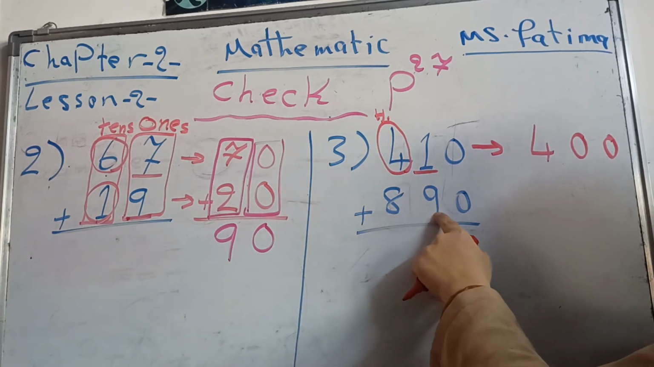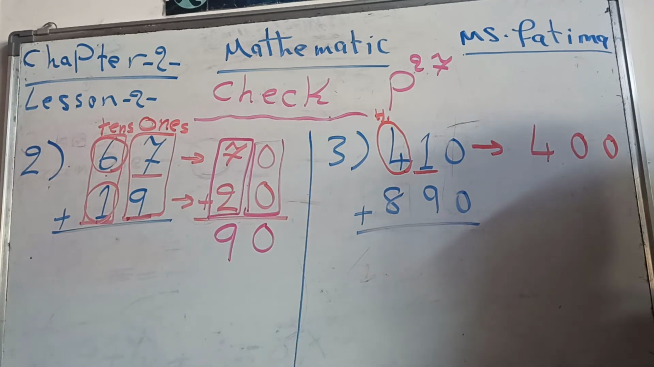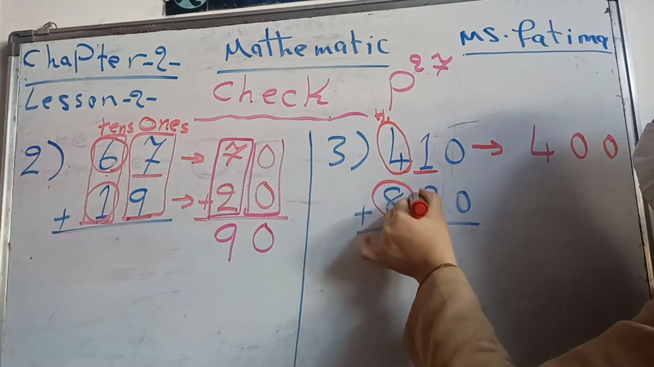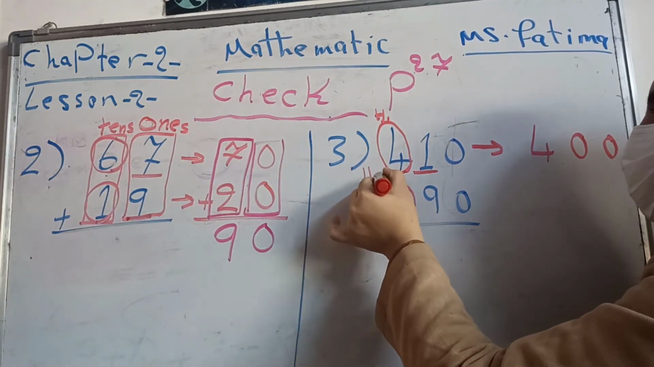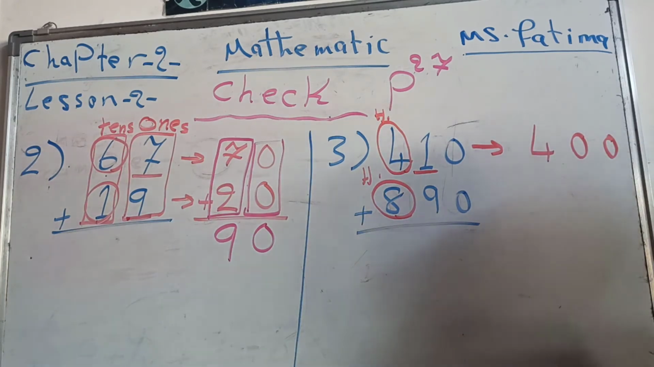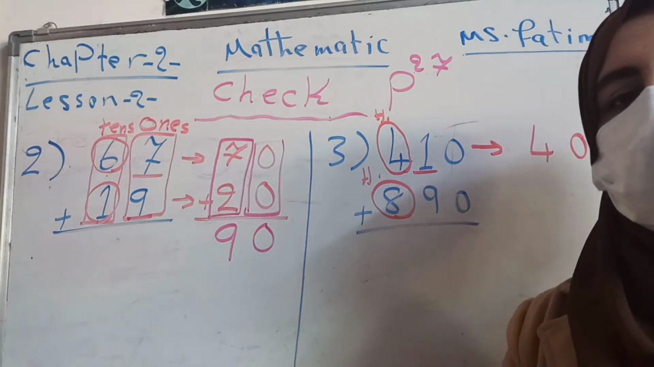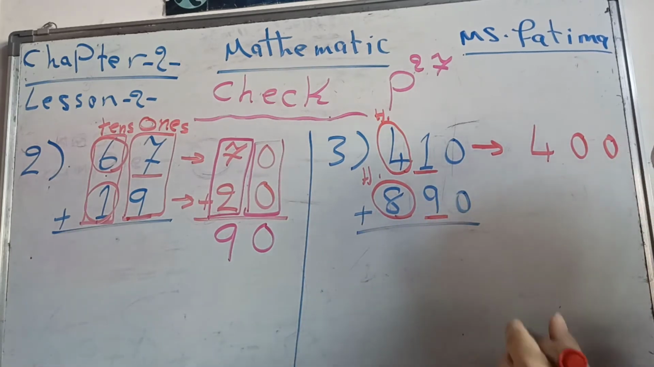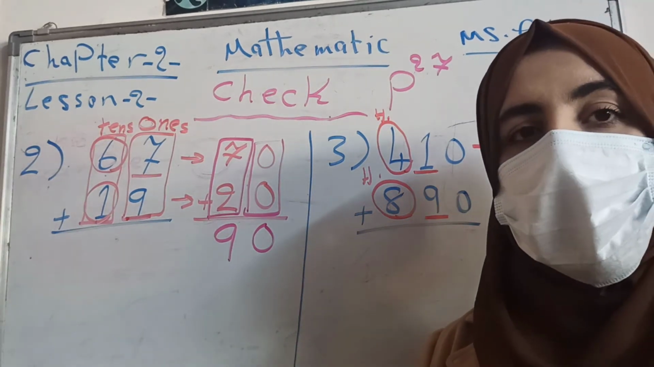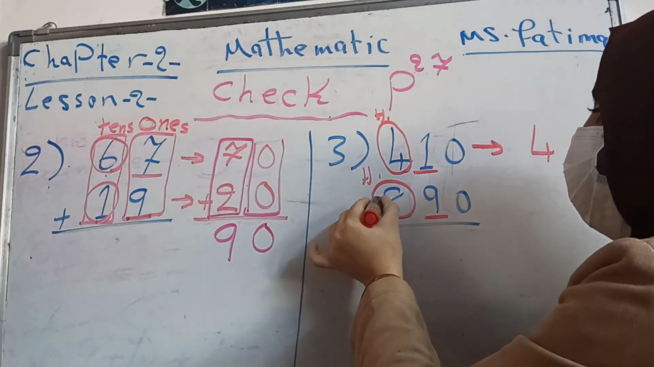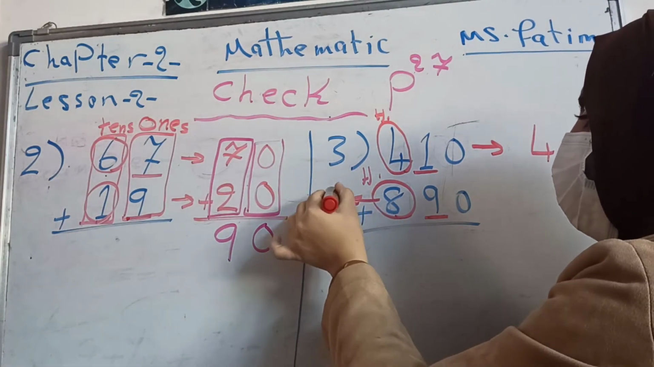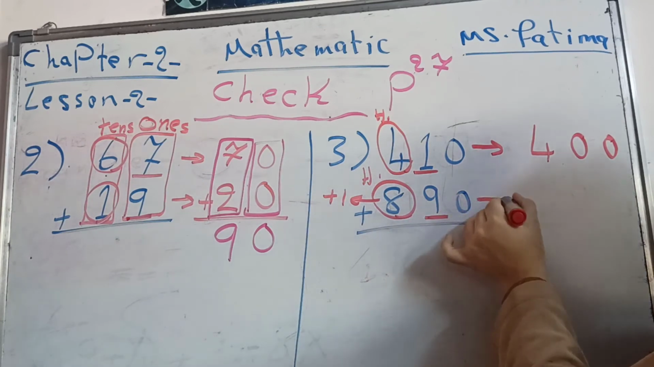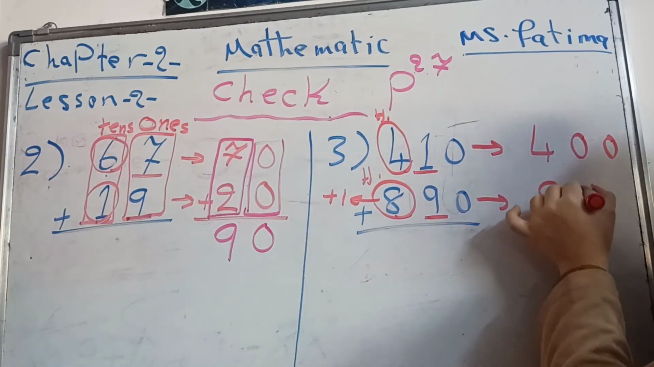We have 819. Which number is in hundreds? We have 8 in hundreds. When we round the number to the nearest hundred, which digit do we look at? We look at the tens. We have 9 in tens. 9 is greater than 5. Then we add 1 to this 8. Then it rounds to 900.